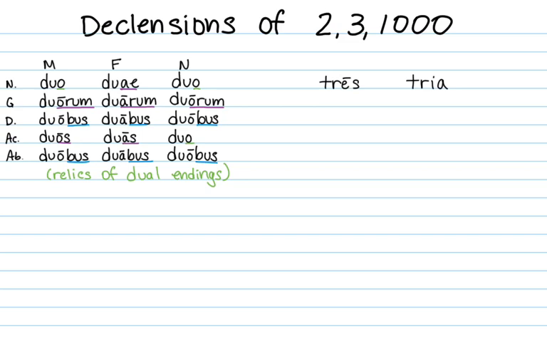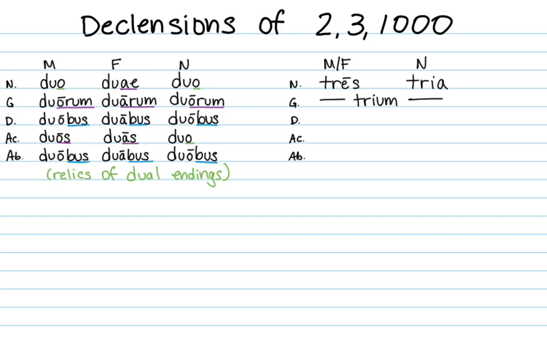Let's look at the word three, tres, tria. Tres is the masculine and feminine nominative, and tria is the neuter nominative. Again, there is no singular, obviously, there's only plural, tres and tria. So it follows regular third declension i-stem endings.